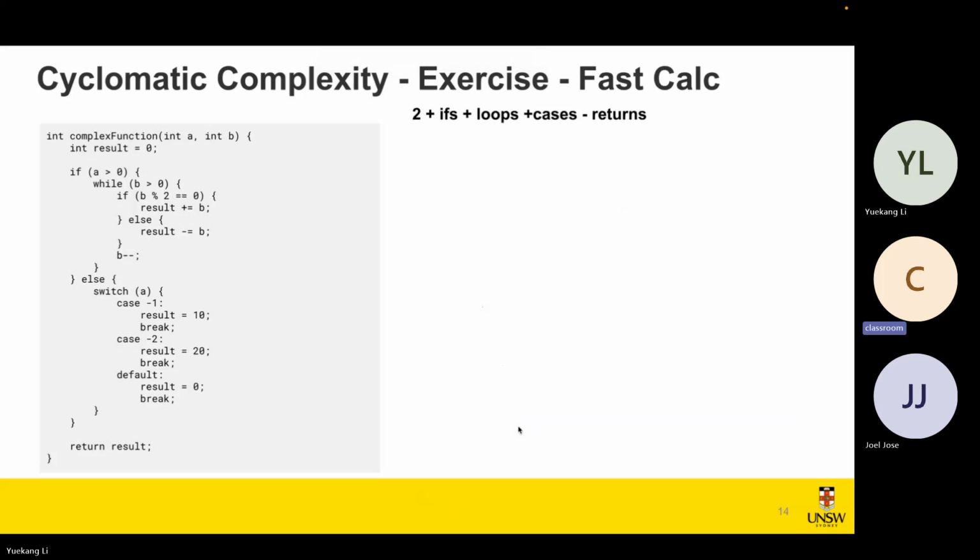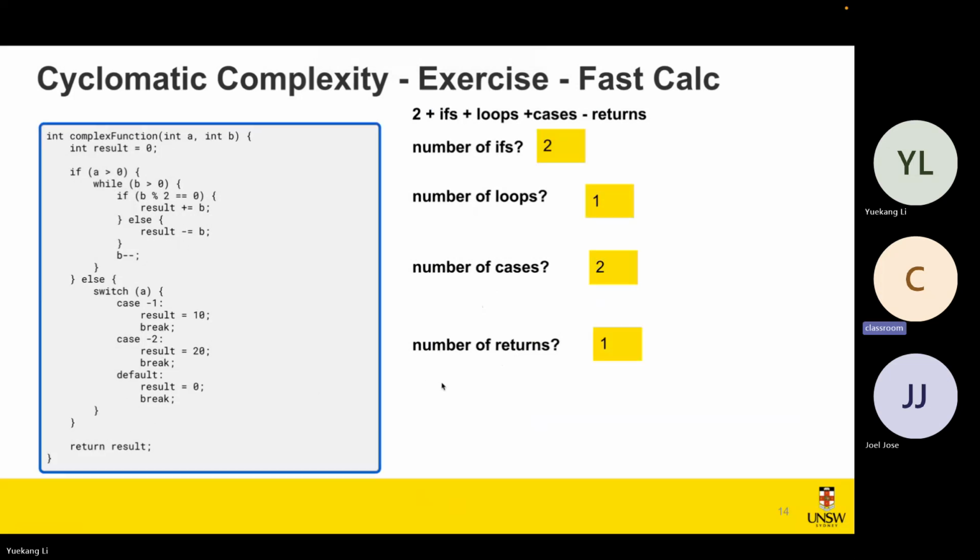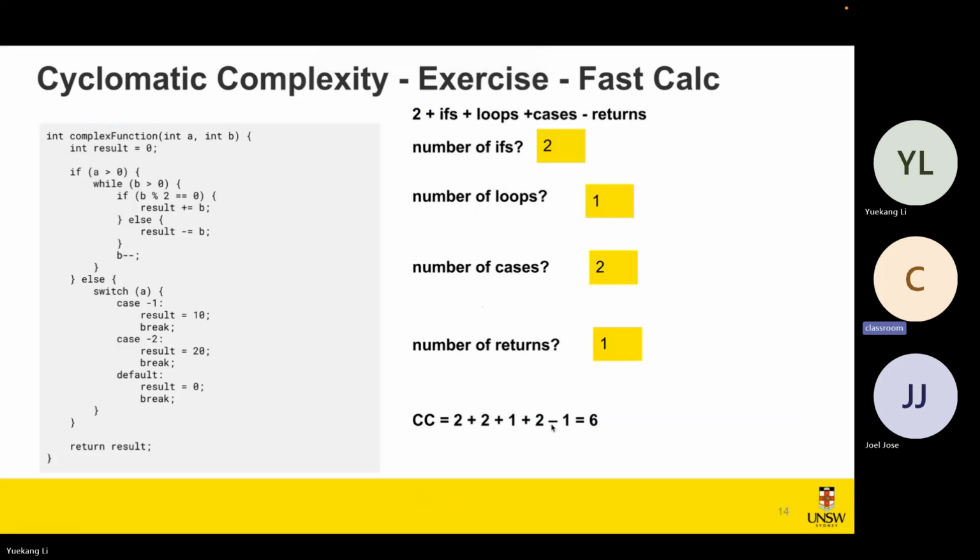Let's come back to the fast calculation formula here. How many ifs do we have? We have 2 ifs, right? And how many loops do we have? We have 1 loop here, this while loop. And how many cases do we have? Actually, we only have 2 cases here. We don't count the default case. And we have 1 return here. So the calculation is 2 plus 2 plus 1 plus 2 minus 1, which gives 6.